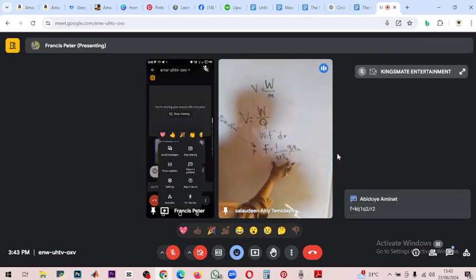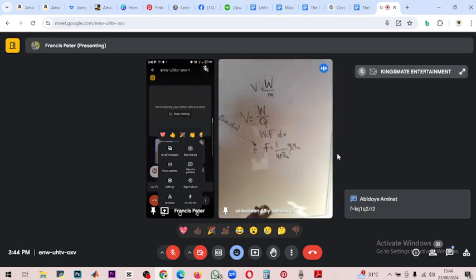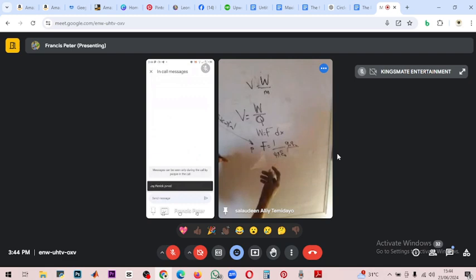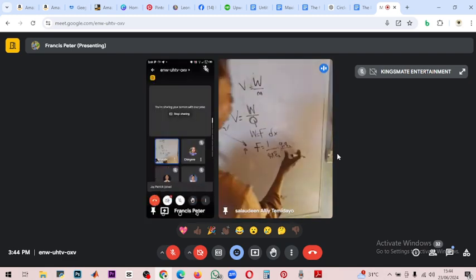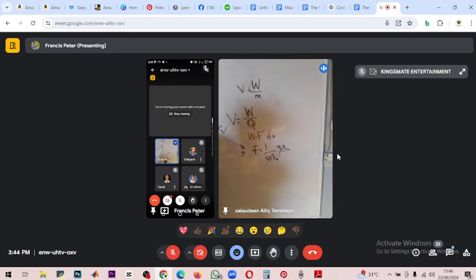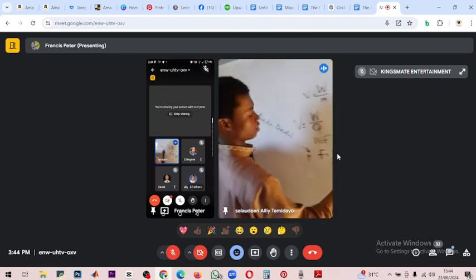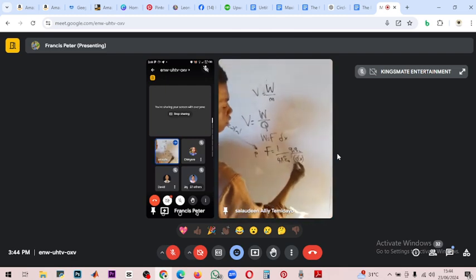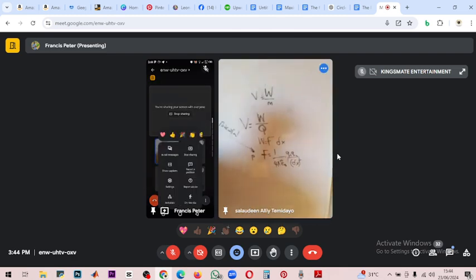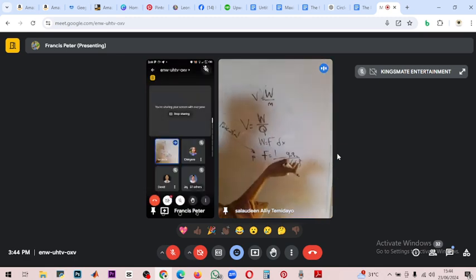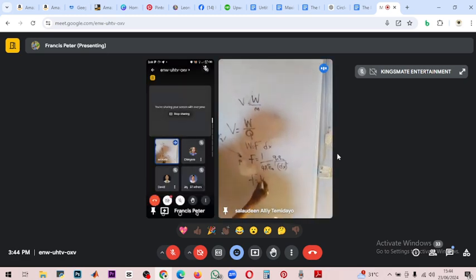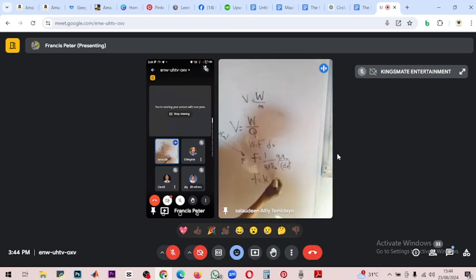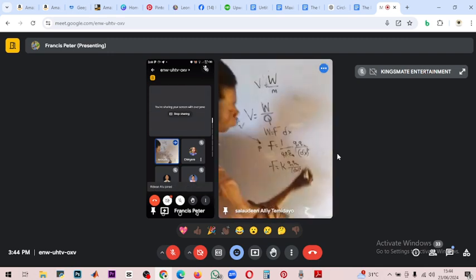F equals 1 over 4 pi epsilon, Q1 Q2 over R squared. So what is the R I'm talking of? It is the x, so it will be x squared. I don't want us to be doing formulas too much. So F equals K Q1 Q2 over the x squared.